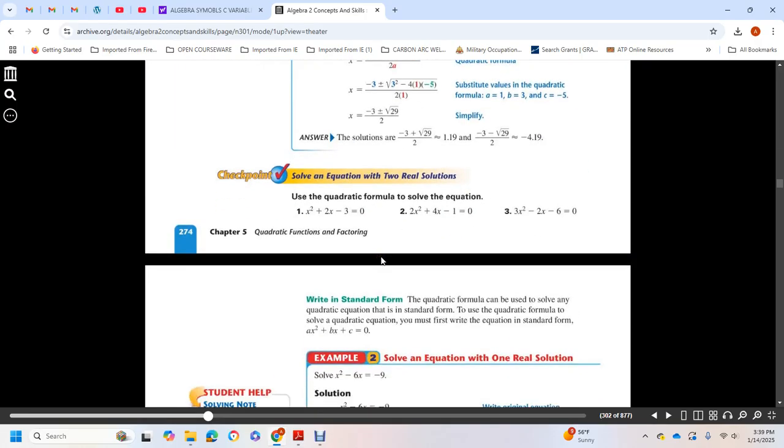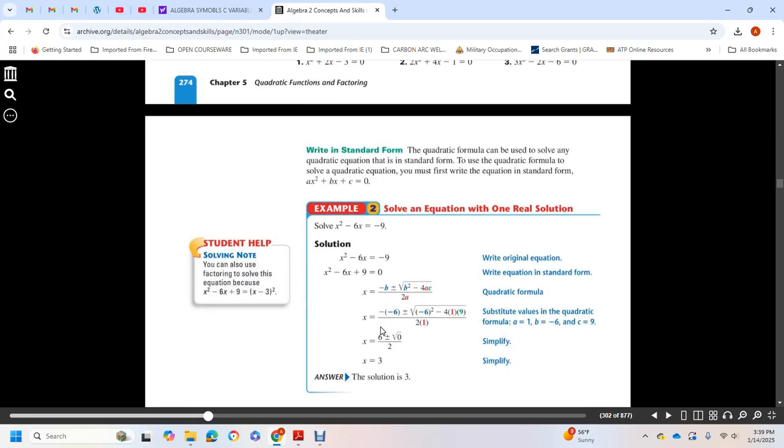Write in standard form. The quadratic formula can be used to solve any quadratic equation. To use the quadratic formula, you must first write the equation in standard form: ax squared plus bx plus c equals 0.